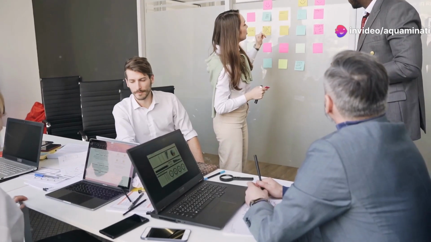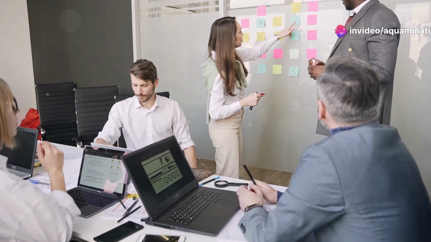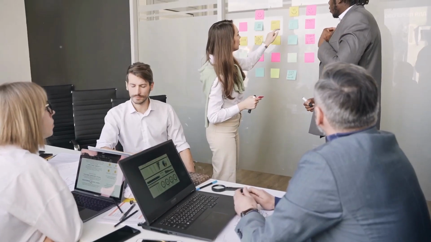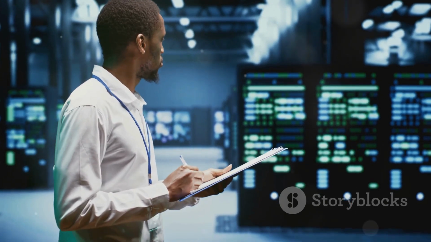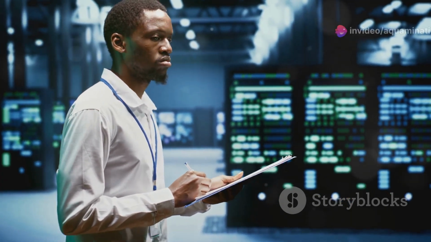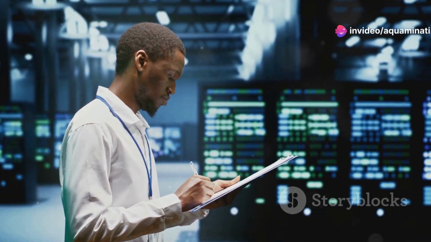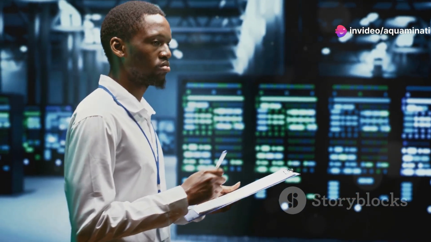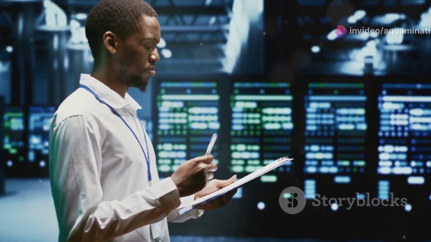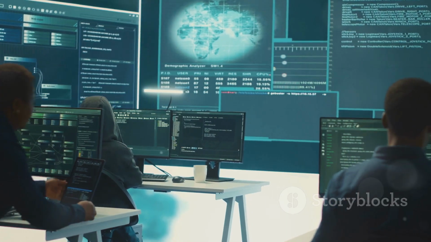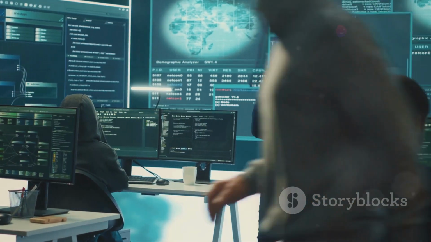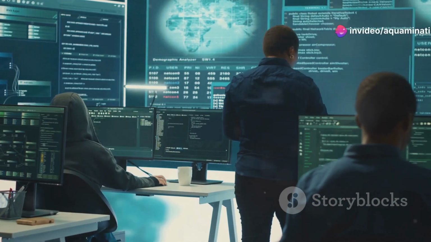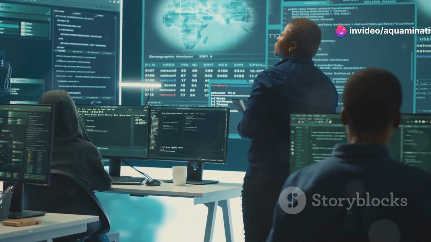This is where IT infrastructure audits come in. These audits are essential for identifying weaknesses and ensuring that all systems are secure and efficient. An IT infrastructure audit is a systematic examination of an organization's IT systems. It involves a thorough review of hardware, software, and network configurations. Its purpose is to evaluate the security and controls protecting the system. This includes assessing the effectiveness of firewalls, antivirus programs, and other security protocols.